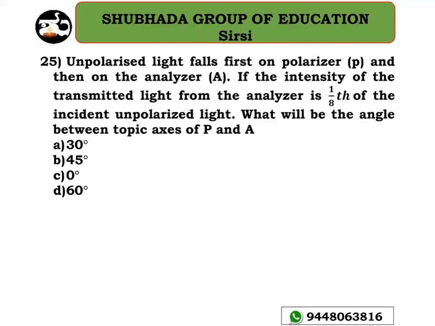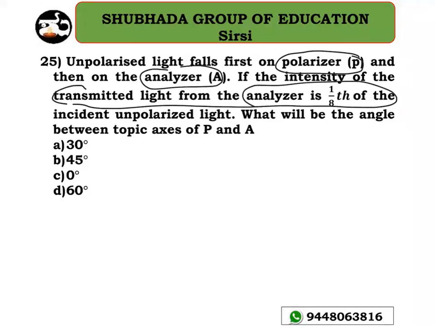Okay, look at one more problem on polarization. An unpolarized light falls first on the polarizer, and after that on the analyzer. If the intensity of the transmitted light from the analyzer is 1 by 8th of the incident unpolarized light, what will be the angle between the pass axes of the polaroids P and A?